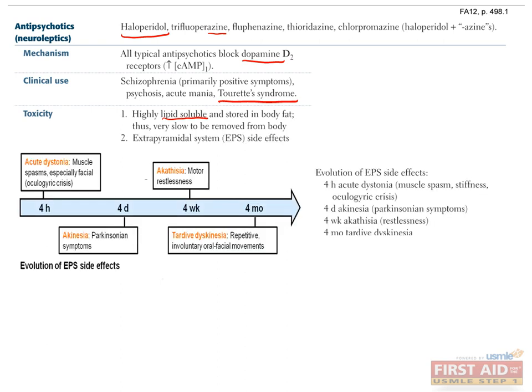The more common side effects from these drugs are mainly the extrapyramidal side effects. These effects often vary based on the duration of use by the patient. Within the immediate first 4 hours of use, patients may experience acute dystonias, including muscle spasms, stiffness, or even oculogyric crises. At 4 days, patients may notice akinesias with Parkinsonian symptoms. Then at 4 weeks, patients may notice akathisia, which in Greek almost literally translates to an inability to sit still.